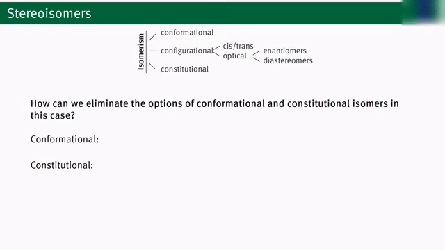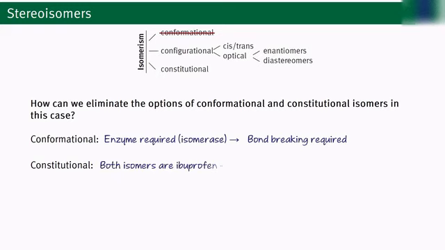The question prompt's already telling us that we're not dealing with either conformational or constitutional isomers. Why aren't we dealing with conformational isomers? The question stem tells us that we need an enzyme to convert ibuprofen from one isomer to another, which means that bond breaking is required, and we know that we don't need bond breaking with conformational isomers. What about constitutional? Why can't ibuprofen isomers be constitutional? Both ibuprofen isomers are referred to as ibuprofen, which means that they have the same connectivity. Constitutional isomers do not have the same 2D connectivity, and therefore do not and cannot have the same name, so that option can be eliminated.